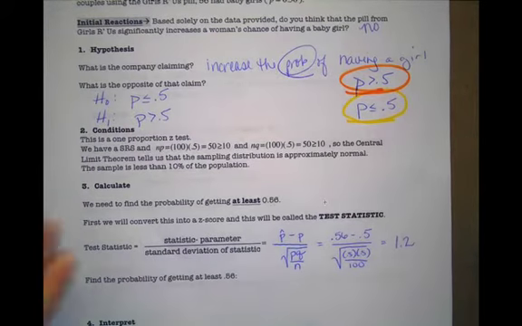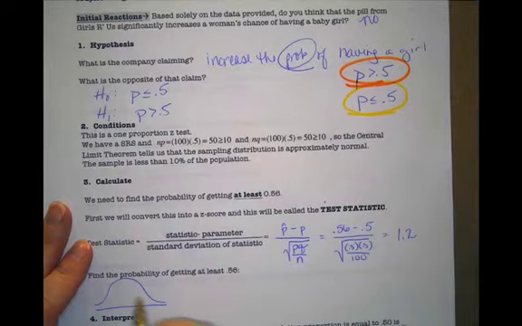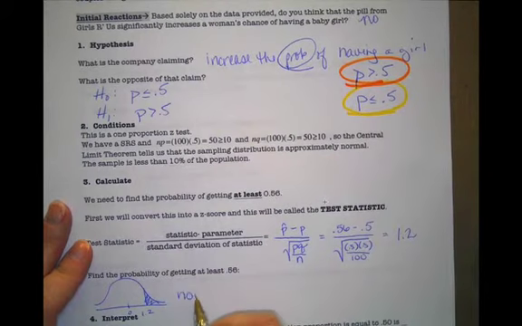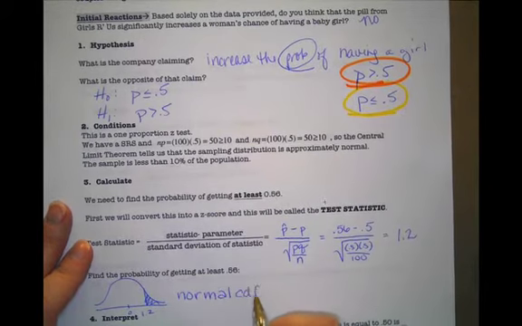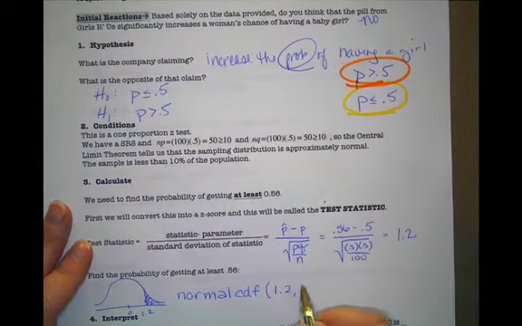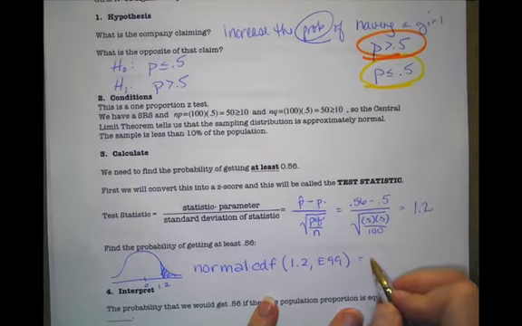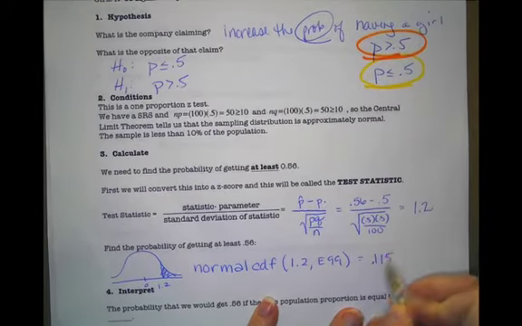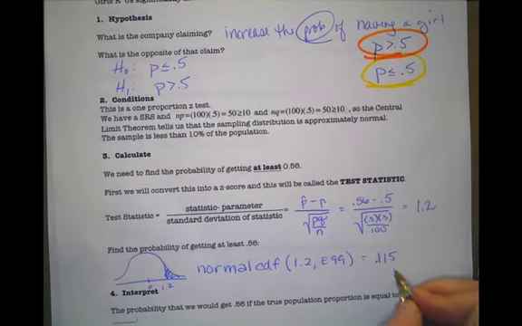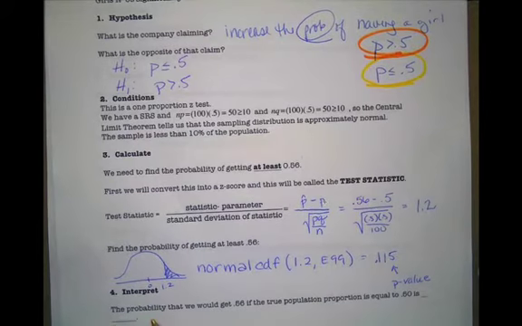Then to find the probability of getting at least 0.56, the center is 0, so 1.2 is right here. I can do my normal CDF, so I do 1.2 to positive infinity. This is my standard normal curve, so I'd have a mean of 0 and a standard deviation of 1. I type that into my calculator and I get 0.115. This is called my p-value, which is the probability of getting your sample result if the null hypothesis was true. My last step is my interpretation.